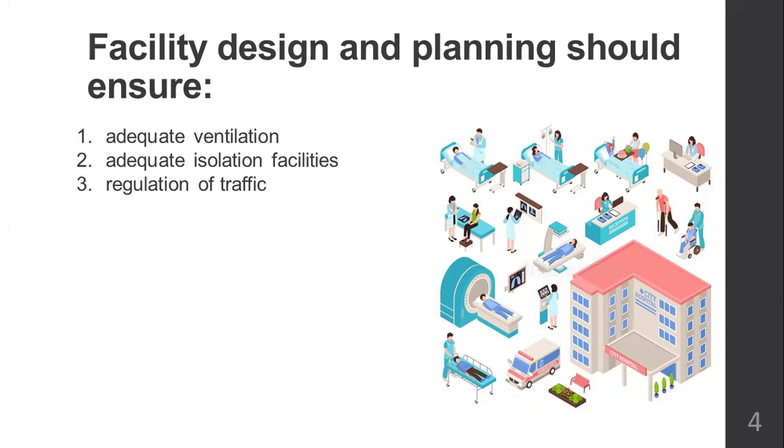Regulation of traffic. Congestion or too many crowded places in the hospital are prime hotspots from where airborne infections as well as droplet or contact infections can spread. So the traffic within the hospital should be regulated wherever there is a high chance of crowding, for example in the emergency department, reception area, radiology department, and diagnostic centers, wherever you anticipate a huge number of people at all times.